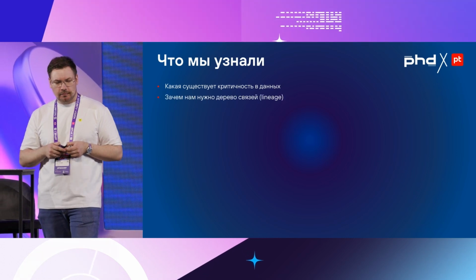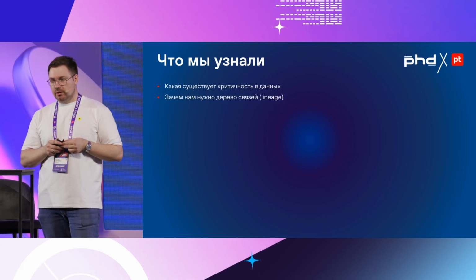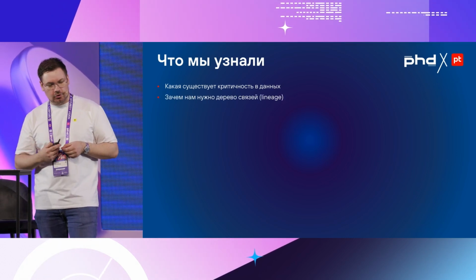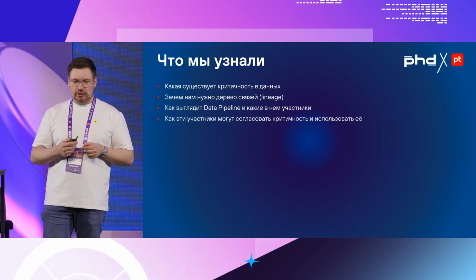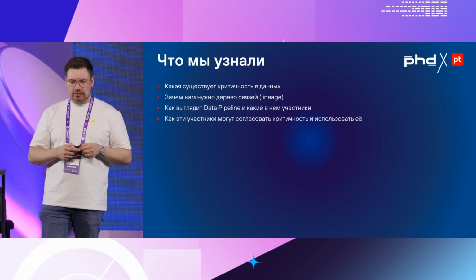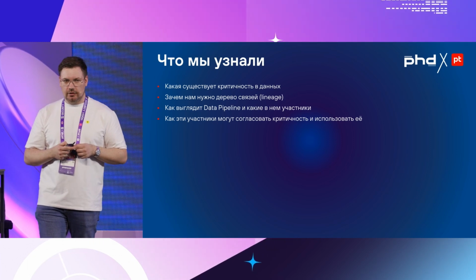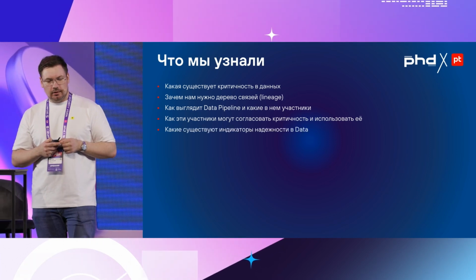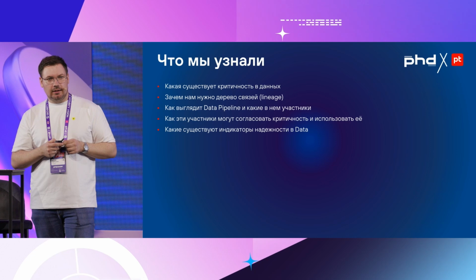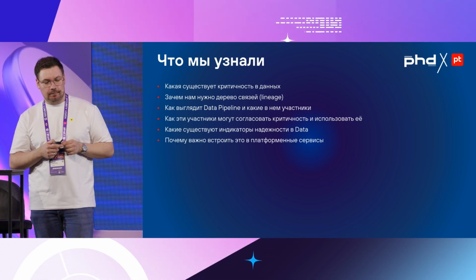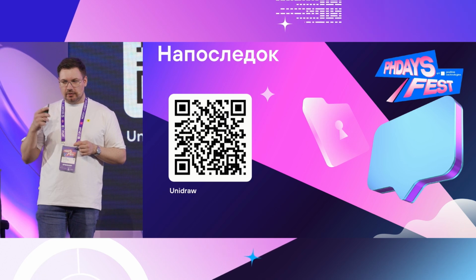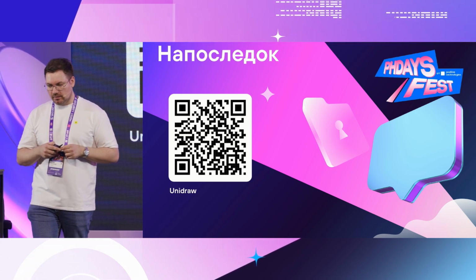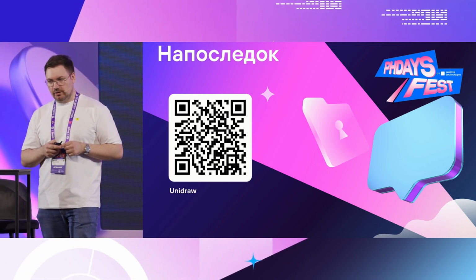So what have we learned? We have learned what is the criticality of data, why we need the lineage, and what the data pipeline looks like, or what the participants are, how these participants can agree about criticality and use it, what the indicators of data reliability are, and why this needs to be part of the platform services.